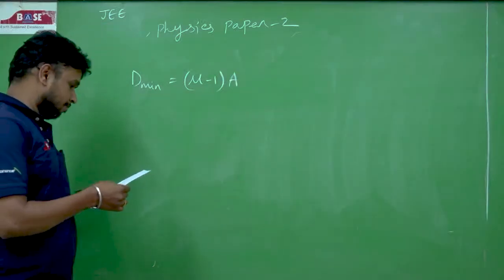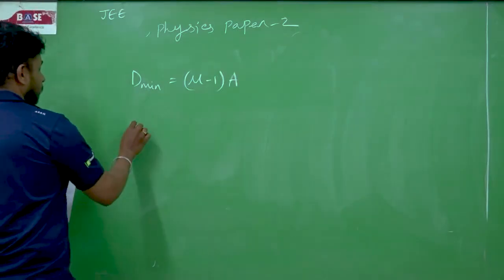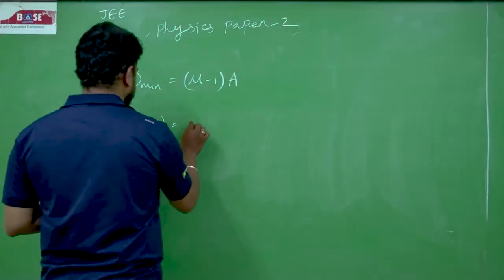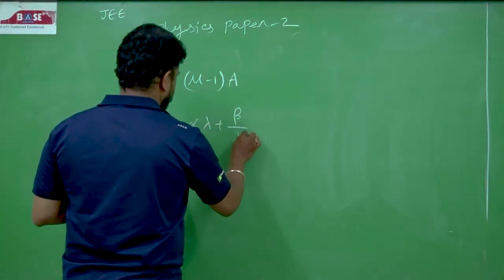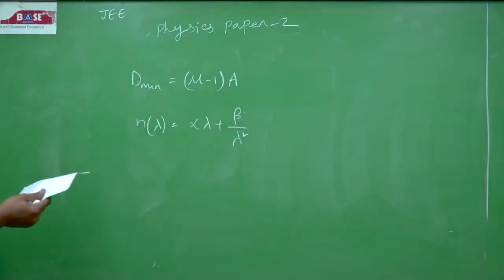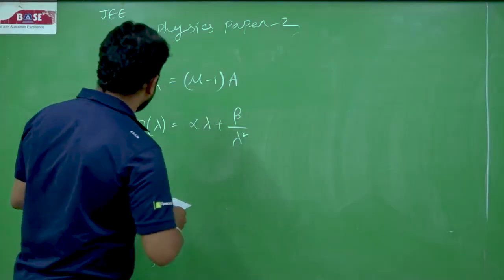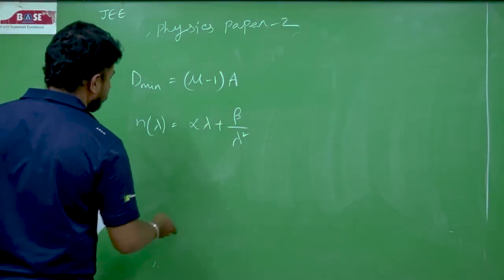Okay, and then they have also given you the condition for the refractive index, which is varying with the wavelength, like n of lambda is equal to alpha into lambda plus beta by lambda square. Okay, so we are supposed to find what is the d minimum for corresponding lambda minimum. So when do you get d minimum? So we are supposed to find lambda minimum.